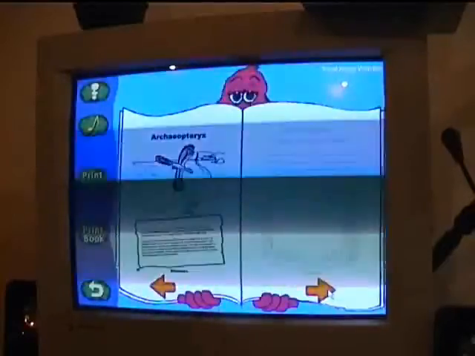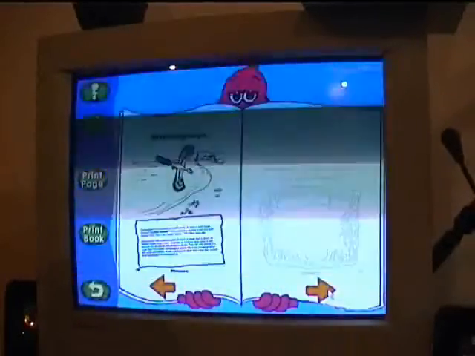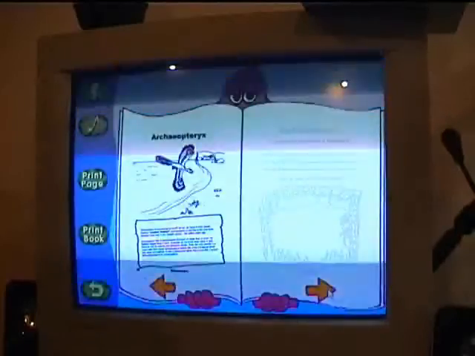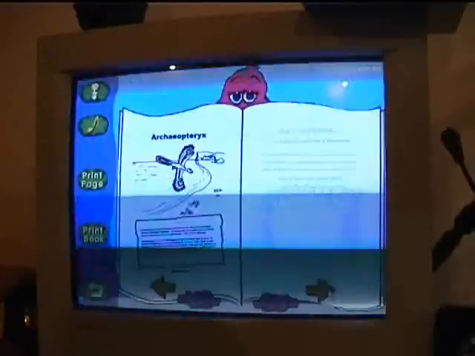Archaeopteryx looked like a tiny Compsognathus with wings and feathers. It was a gliding bird rather than a true flyer. Current birds descended from Archaeopteryx.